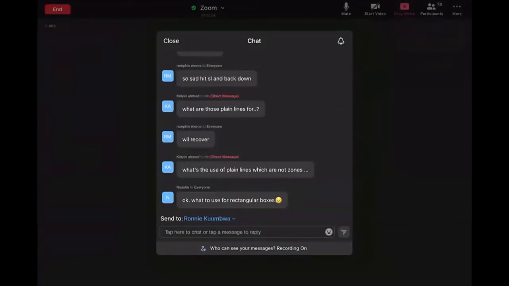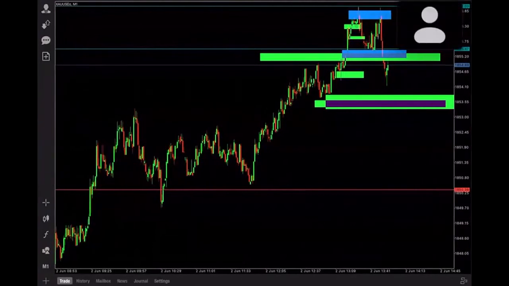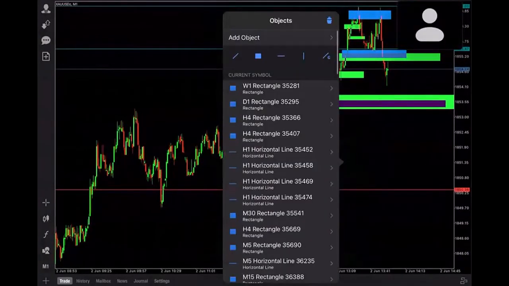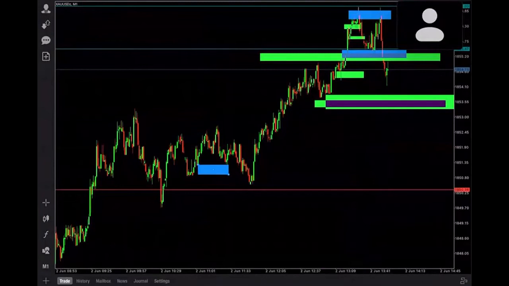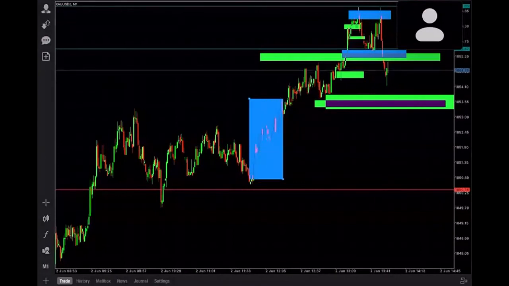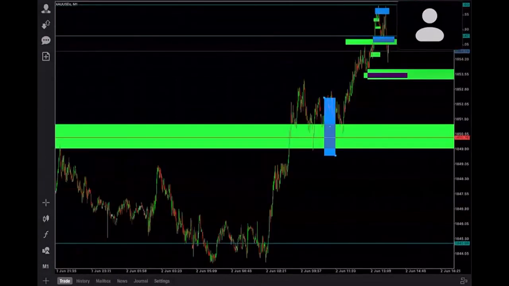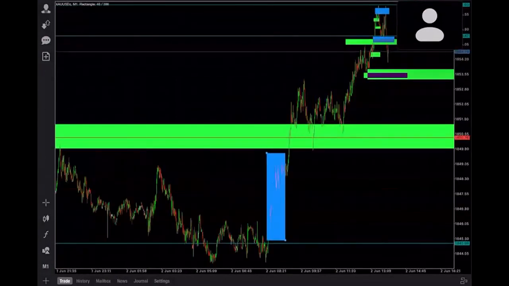What to use for rectangle box? Up to you. You can use it for a lot of things. Sometimes a rectangular box you can use for labeling zones or labeling engulfing areas, or you want to label like this also can, just to know this candle zone, for example.